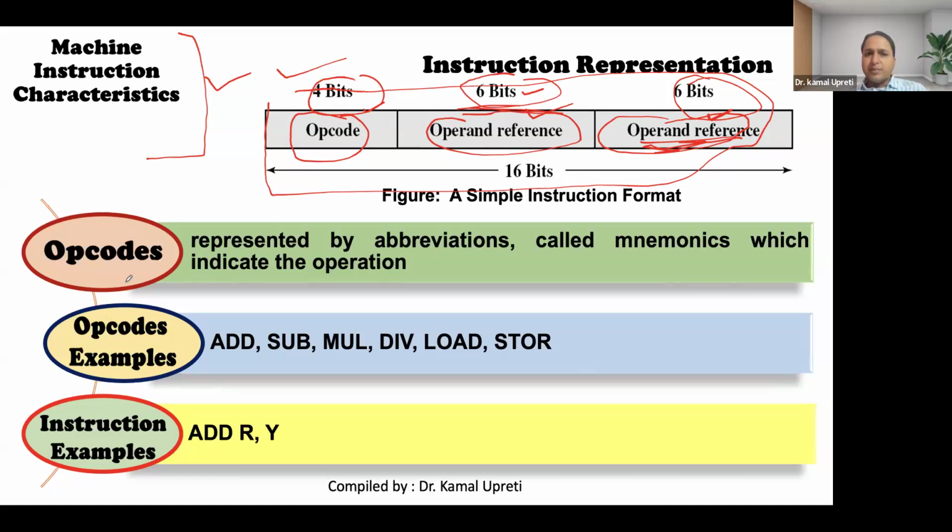We can say instruction examples, which is very important. The OP code is always representing an abbreviation. Please understand, when we are representing something in the form of an abbreviation, or in the form of an OP code, please take care, because every abbreviation has a certain meaning.